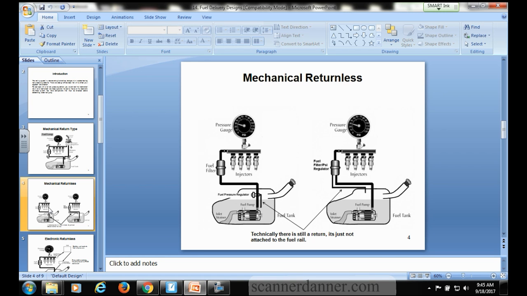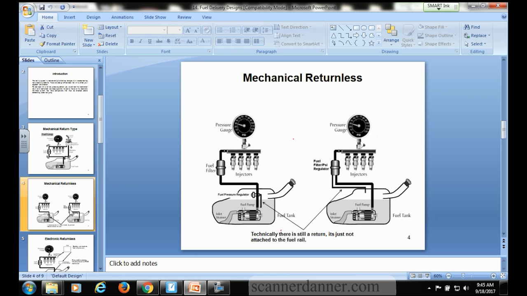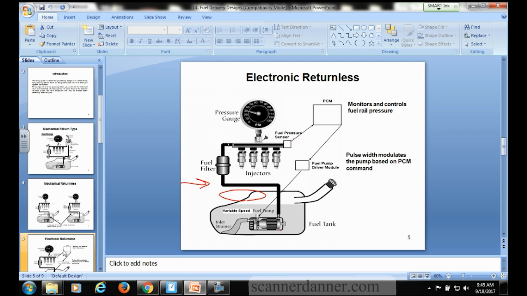Here's what I'm thinking about, guys. Is it this design on this truck? This is important for troubleshooting this. Or is it this design? What's different between the two? On the electronic returnless systems, what is missing here that you will see here on this one? Look in here. I have a pressure regulator. See it? And on this one, what's missing? There is no fuel pressure regulator.